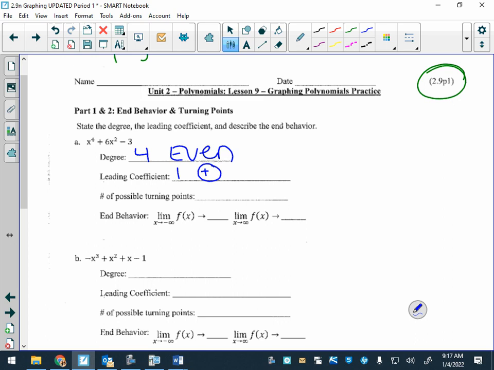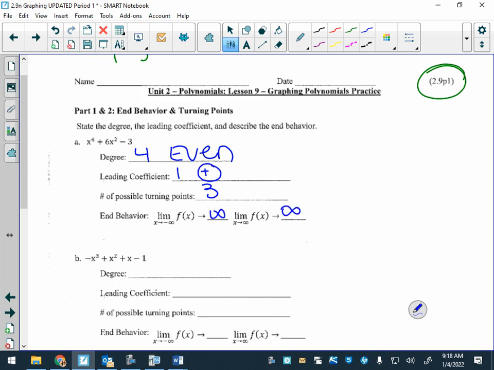Then, number of turning points, which is what? How do we determine? What was it? 3. It's 1 less than the degree. So if this is even with a positive leading coefficient, is it going to resemble a line or a parabola, which is a quadratic? Parabola facing up. So your end behavior, will it be the same or different? Yeah, Catherine. Same. And where is it heading?